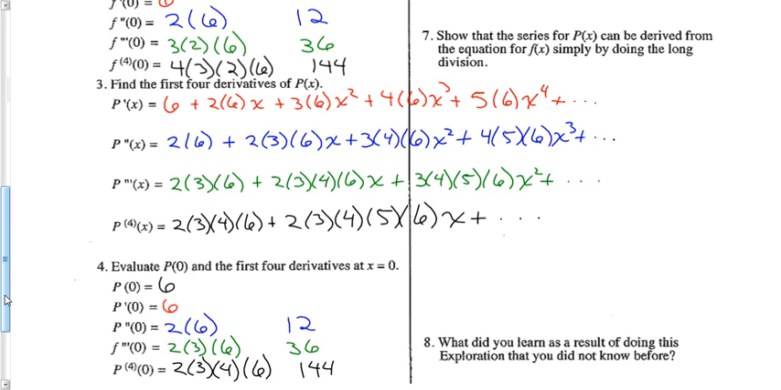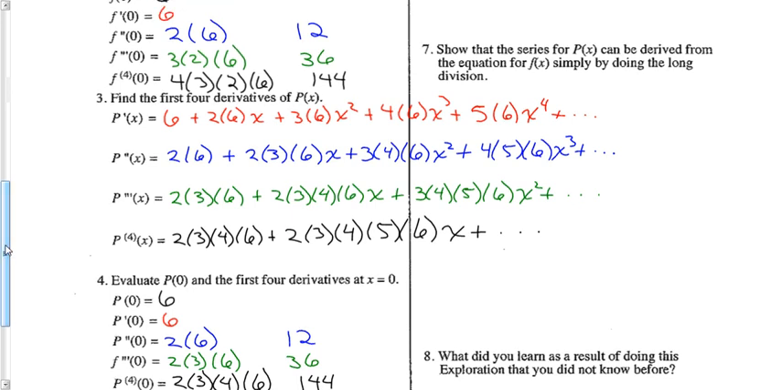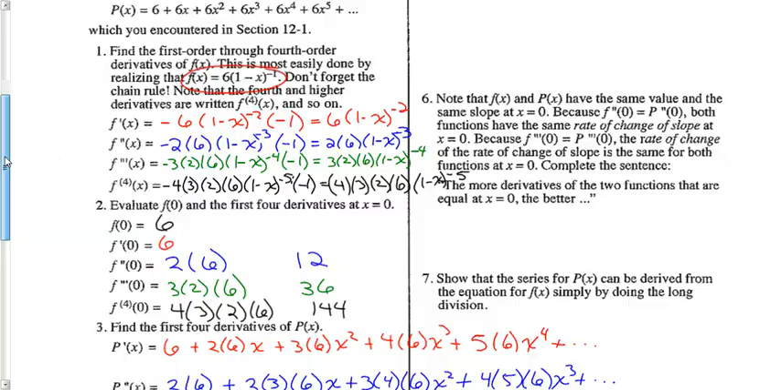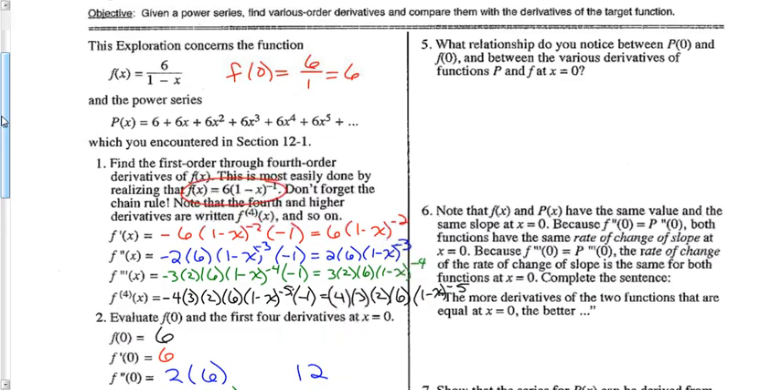So number 5 says, what's the relationship between all of these f's and f primes and all these p and p primes, and the corresponding derivatives and functions at 0? They are exactly the same. So what's our relationship here? They are the same. They're equal, whichever you want to write.